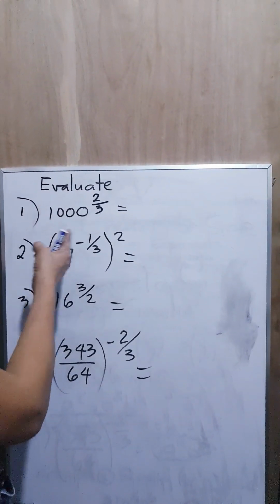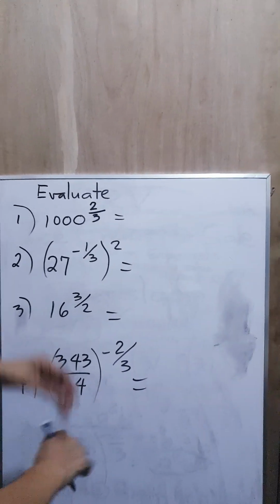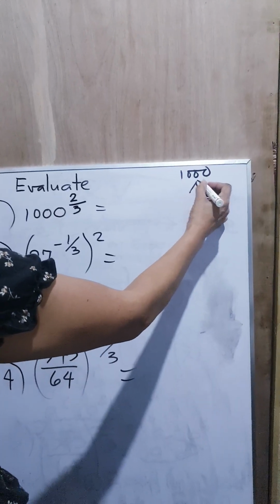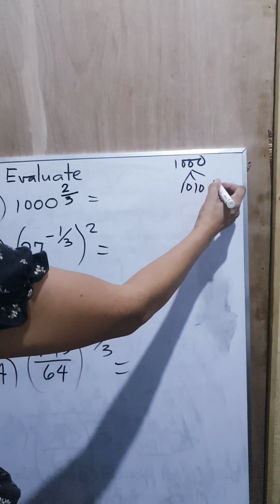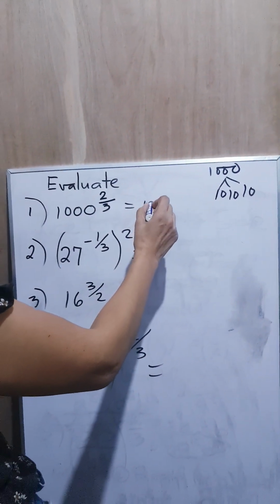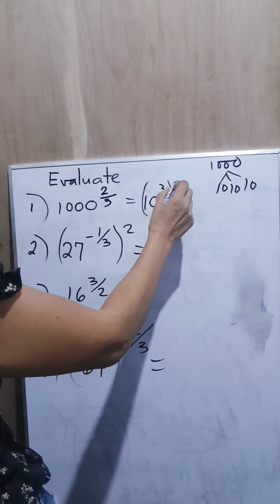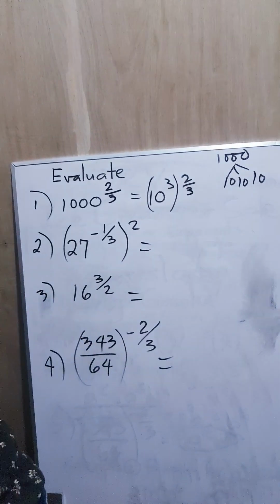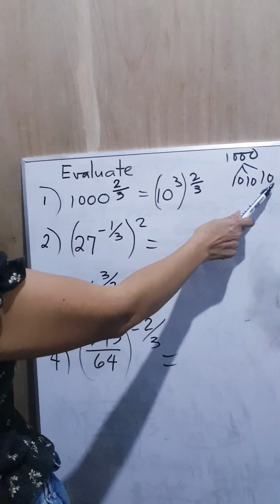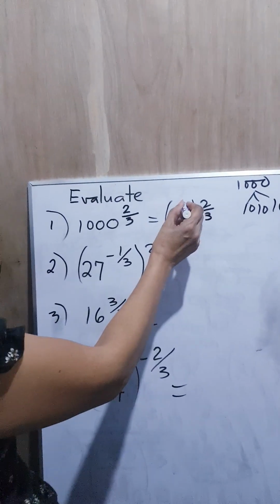So you just simply simplify 1000 into 3 times. So that is 1000 to 3 times, that would be 10 times 10 times 10. So you can write 1000 as 10 raised to the power of 3 times 2/3. So this came from 1000, that is 10 times 10 times 10 raised to the power of 3 times exponent 2/3. All you have to do is just cancel 3 and 3.